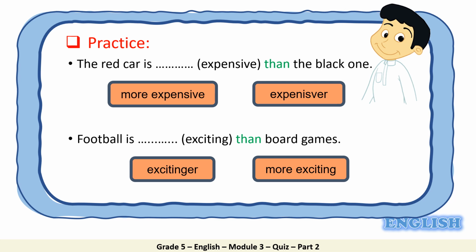Okay, ready to check your answers? Let's go! In number 1, the correct answer is more expensive. Why? Because it's a long adjective, so we cannot add er at the end. What about number 2? Is it a short adjective or a long one? Exciting. That's right, it's a long adjective. Why? Because it's more than 6 letters long. So the right answer is more exciting. Excellent.